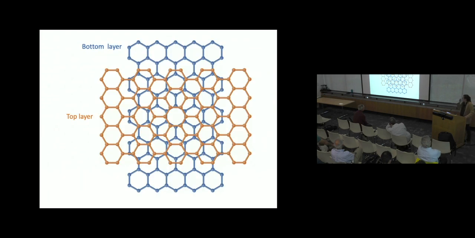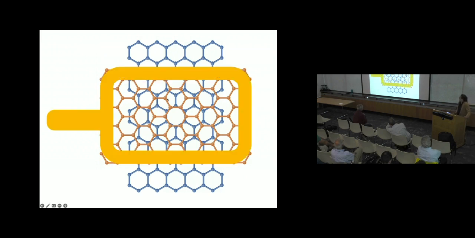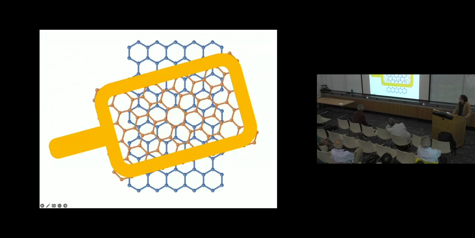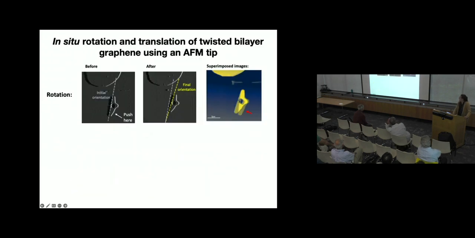So this is like a cartoon view of the process. We use standard techniques to transfer one layer on top of another. We use nanofabrication to pattern a metal frame on the top layer, and then we come in with an AFM tip and push on this handle to rotate the top flake with respect to the bottom flake, and we can do this multiple times to explore multiple twist angles.